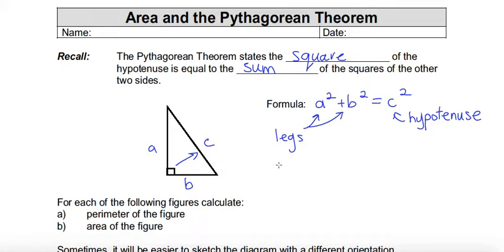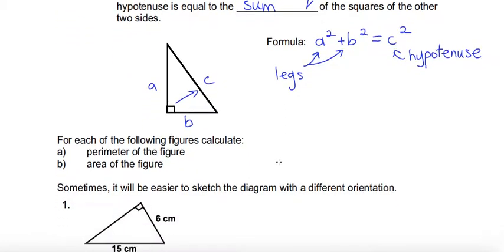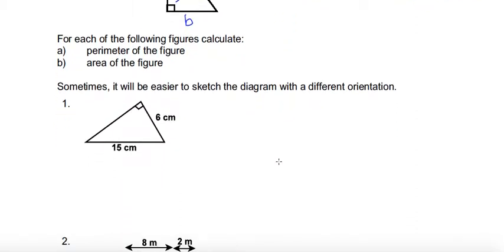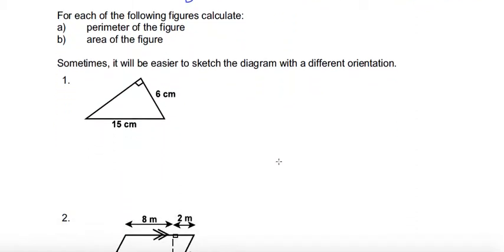So we're going to use Pythagorean theorem to work out the area of some right angle triangles today. So for each of the following figures, we're going to calculate the perimeter of the figure and then the area of the figure. Sometimes it will be easier to sketch the diagram with a different orientation, and that's okay. You can do that if that's easier for you.